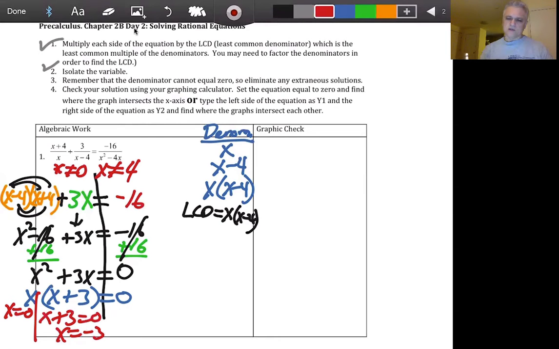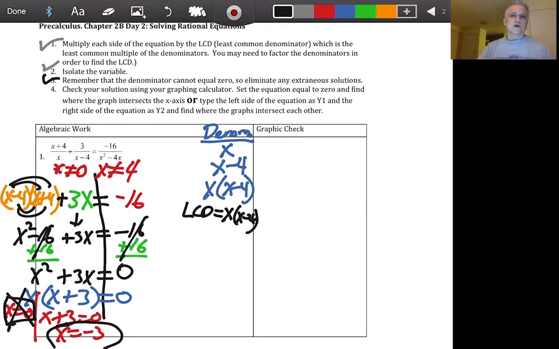So what is the verdict? The verdict is that this solution of x equals 0 doesn't work. It's extraneous. So this one is not a correct solution. So x equals negative 3 is, according to our algebra, the only solution that works. Okay, so we looked at number 3 up there. So now we're going to check our solution with the graphing calculator.